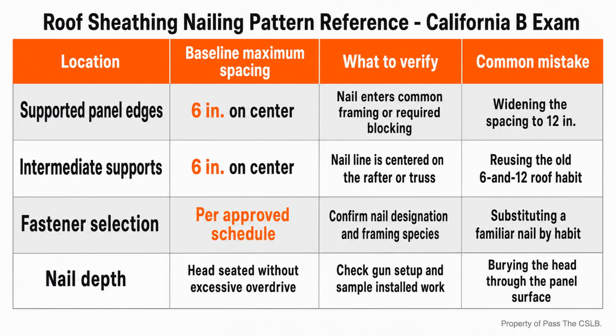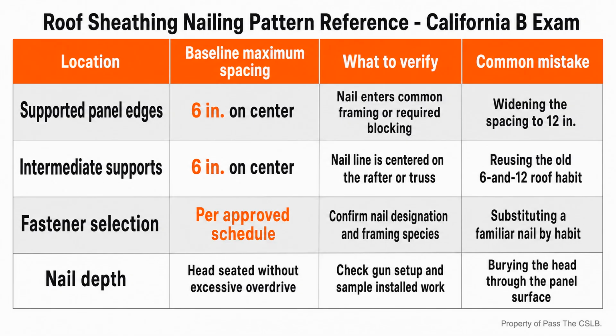Fastener type is not a casual substitution. The source report identifies roof sheathing ring shank fasteners as part of the California prescriptive requirements. For panels up to 3/4 inch thick, the report identifies 8 penny common nails or roof sheathing ring shank 01 fasteners in the applicable schedule. It also explains that lower density framing can require the heavier roof sheathing ring shank 03 fastener.